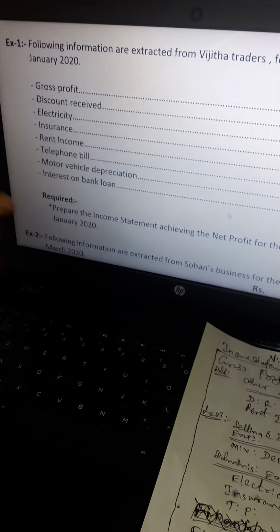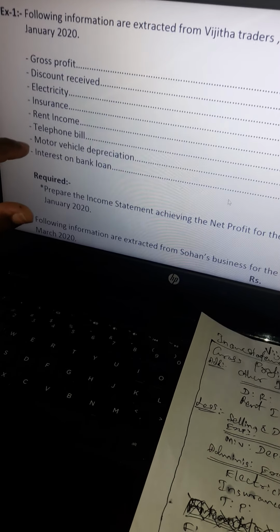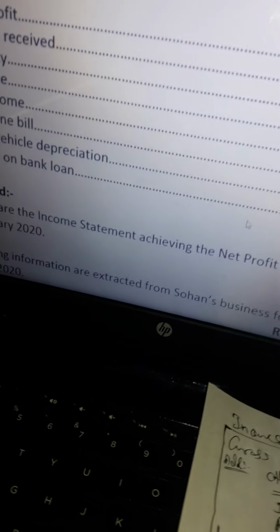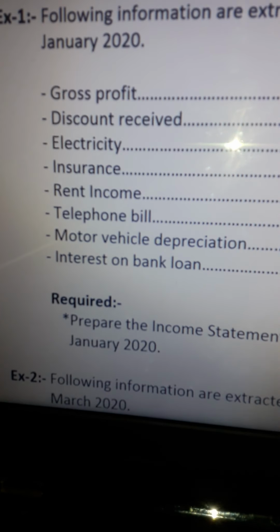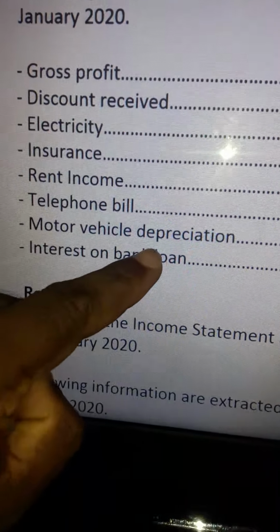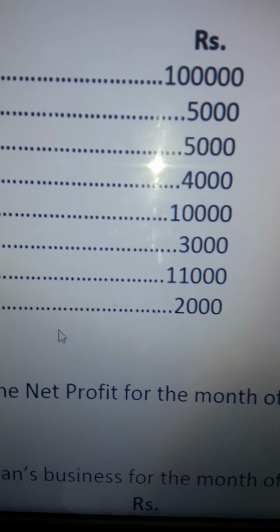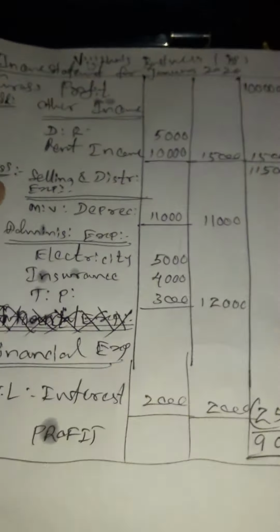From the given question, children, it seems there is only one selling and distribution expense: motor vehicle depreciation, 11,000. As there are no other selling and distribution expenses, we write just 11,000 only, and 11,000 is taken to the second column.